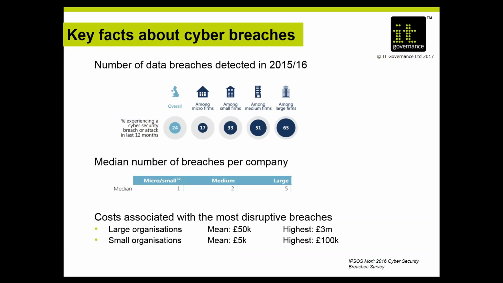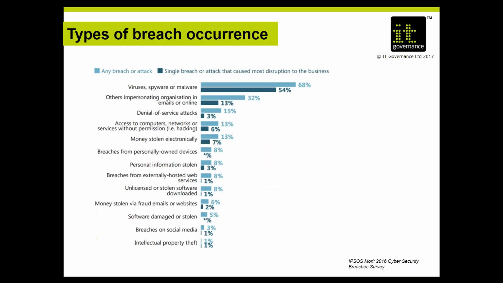Okay, so when we look at these cyber breaches from another perspective, the important point is that they're affecting all sizes of firms, from micro right through to very large firms, and the average number of breaches during the year. As you can see, the bigger the organisation, the bigger the average, and you can see the numbers at the bottom. So there's quite a lot of this going on all the time. Most of what's happening is to do with viruses, spyware or malware, and now we're seeing the emergence of other organisations making impersonations on emails and online activities. So there's quite a bit going on in the cyber world at the moment.